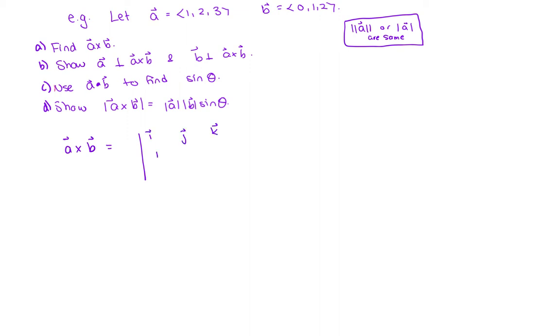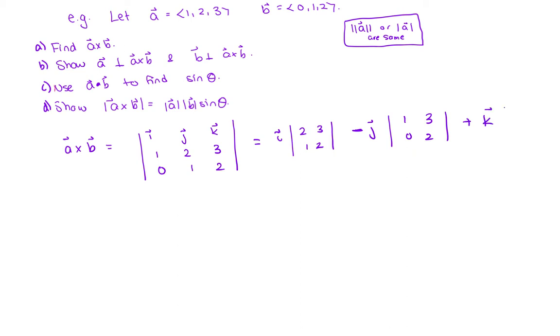along the top row. A is my first vector in the cross product, so I put that one in the next row, and then 0, 1, 2. So I can take that determinant. I get I vector times 2, 3, 1, 2, the entries I get left when I get rid of the row and column for I, minus, I always remember the J comes with that extra minus sign, what we get when we get rid of J's row and column, plus K times 1, 2, 0, 1, which is what we get when we get rid of K's row and column.